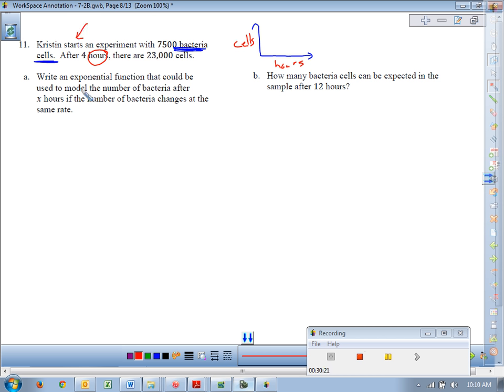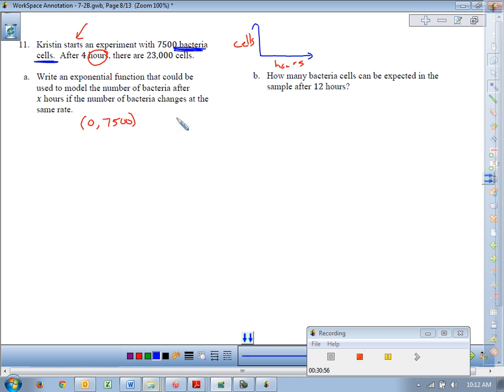Starts, how many hours went by when she started? 0. So let's write 2 ordered pairs right here. 0. How many bacteria did she have, though? 7,500. Let's slow down a second. If X is hours and Y is cells, which they actually kind of tell you in this part A, after 0 hours, she had 7,500 bacteria cells. Doesn't that make perfect sense? Right? I need another ordered pair.